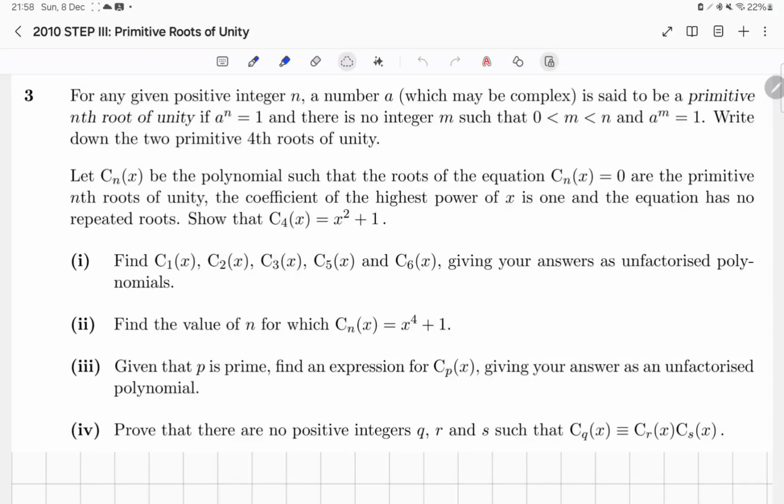Hello and welcome back. Today we'll be doing question 3 from the 2010 STEP Paper 3. So, let's get started. Question 3.